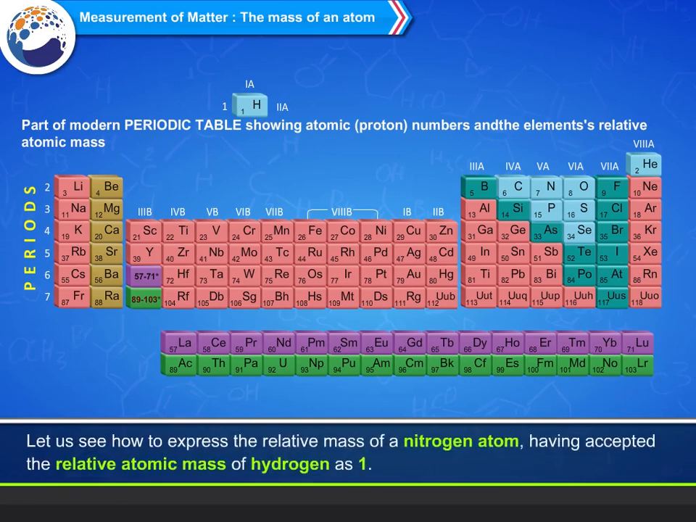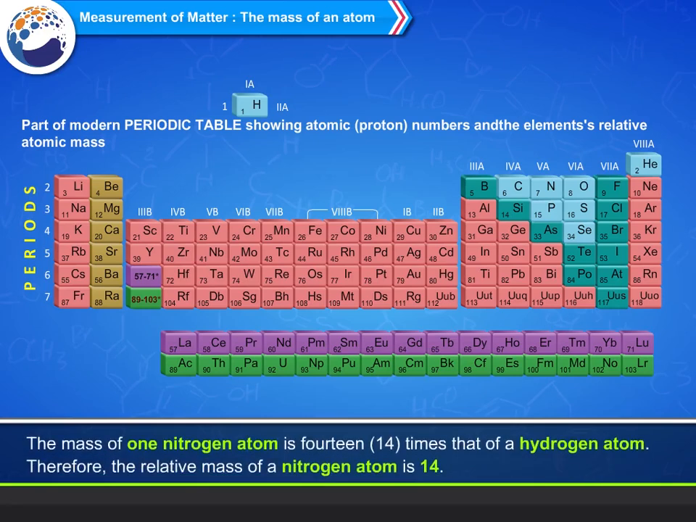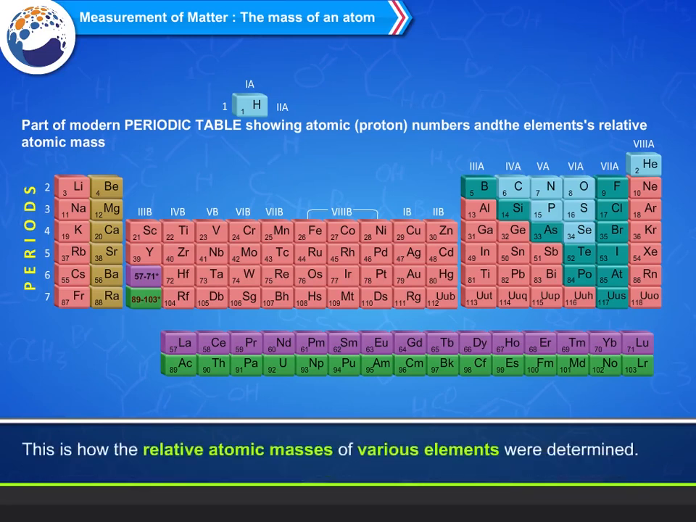Let us see how to express the relative mass of a nitrogen atom, having accepted the relative atomic mass of hydrogen as 1. The mass of one nitrogen atom is 14 times that of a hydrogen atom. Therefore, the relative mass of a nitrogen atom is 14. This is how the relative atomic masses of various elements were determined.